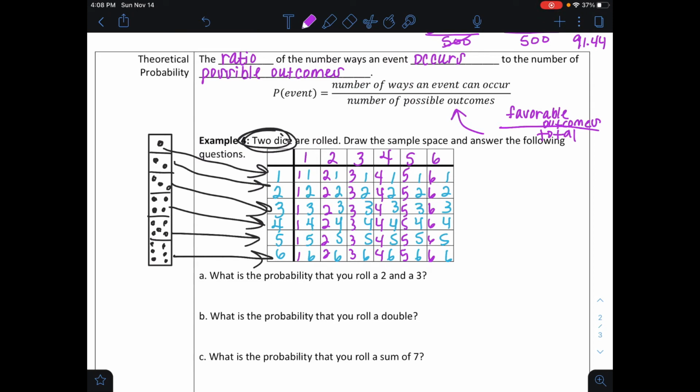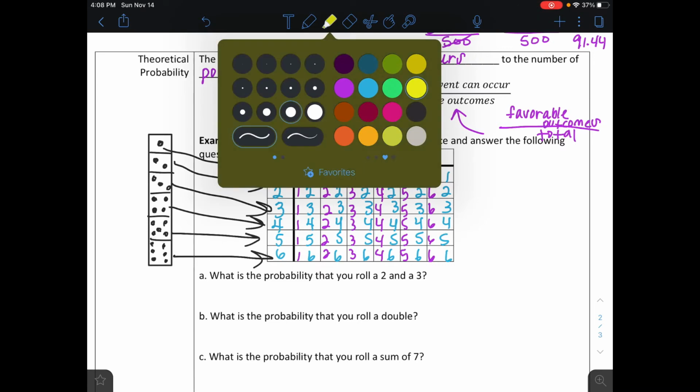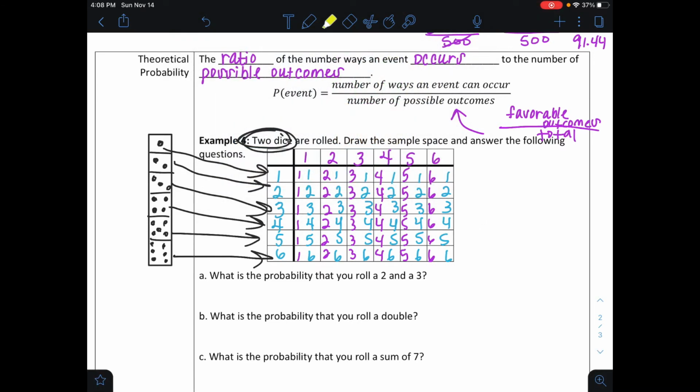All right, what's the probability that you roll a 2 and a 3? So let's see how many of those we've got. A 2 and a 3 at the same time. So we got a 2 and a 3 right here, and then a 2 and a 3 right there. It's in a different order, but it didn't tell us a specific order, so we good. So that was 2 possible ways we could roll a 3 and a 2. And how many are there total? Well, it's 6 by 6, which is 36.